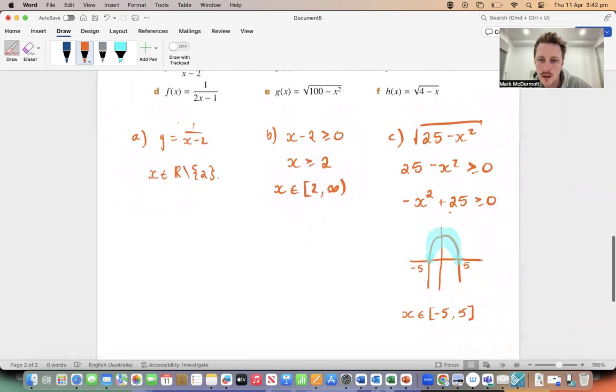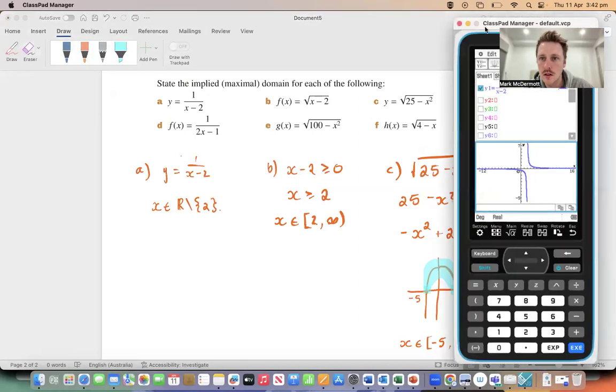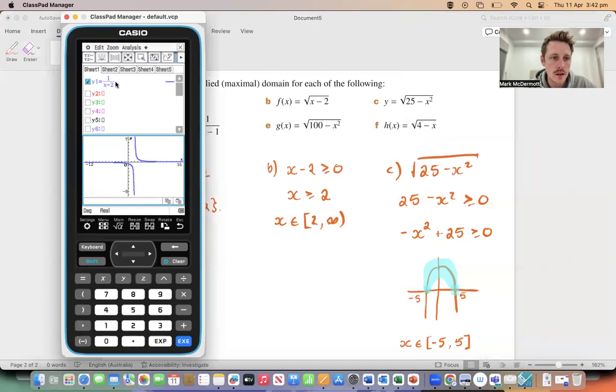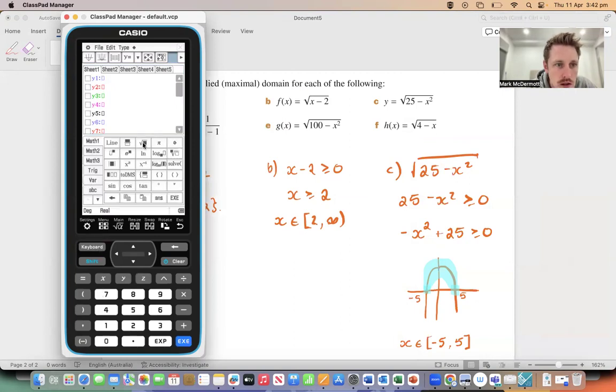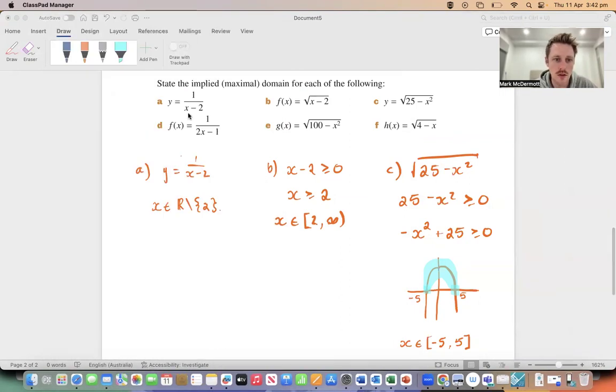So let me show you what I mean. If we get the calculator out, we'll see that if we graph that, it will only be defined between negative 5 and positive 5. So let's show you that. Square root of 25 minus x squared. All right, so yeah, it's a semicircle from negative 5 to positive 5. So you can see that the domain obviously works out to be between negative 5 and positive 5. Okay, good stuff. Let's do some of these trickier ones.